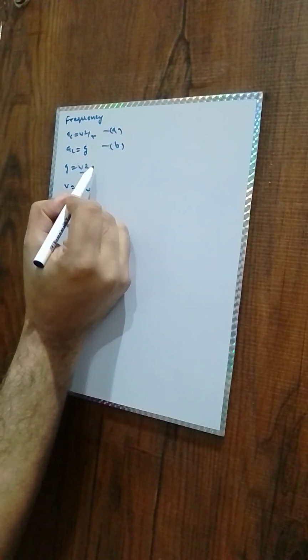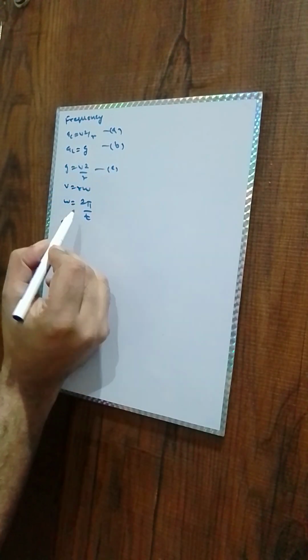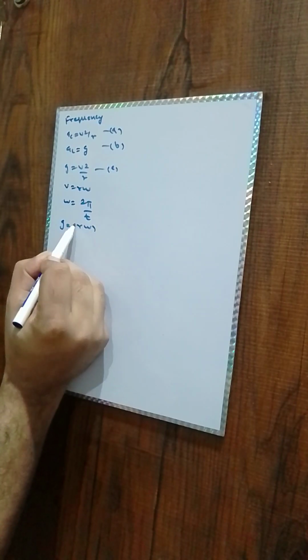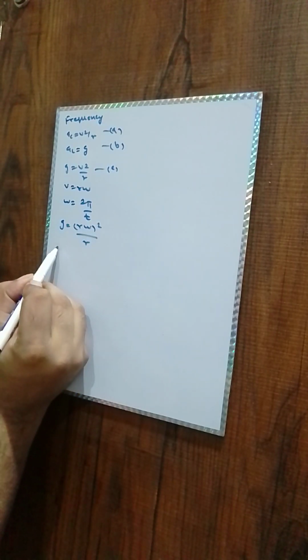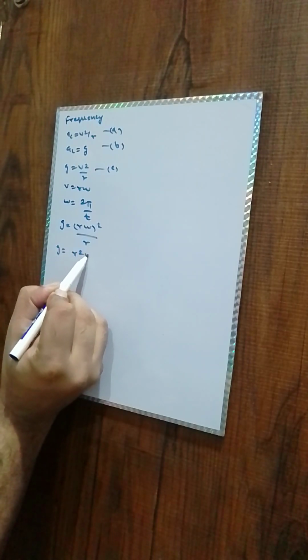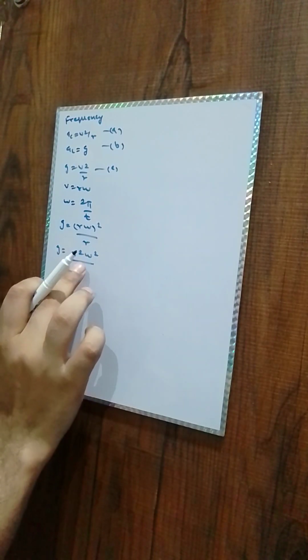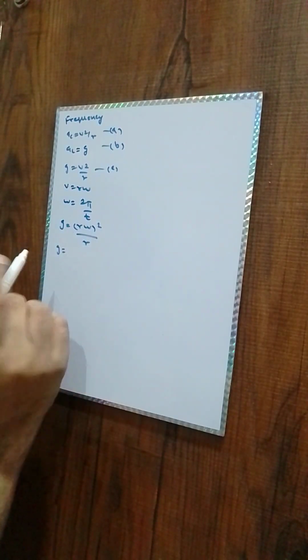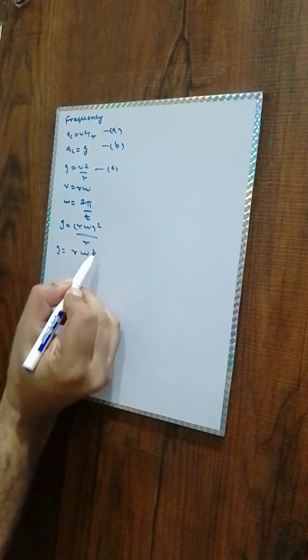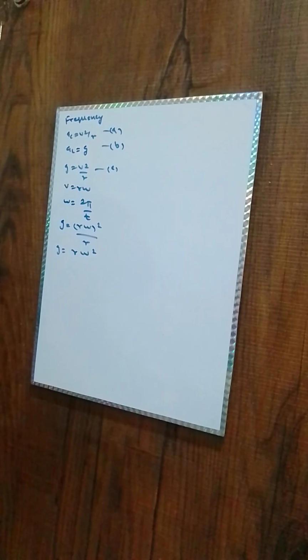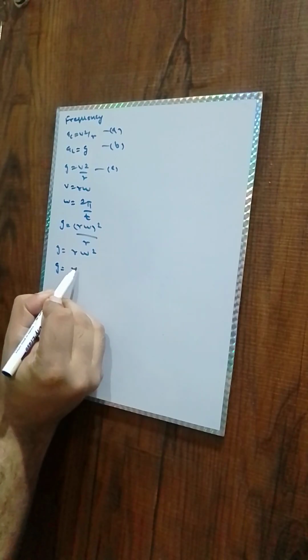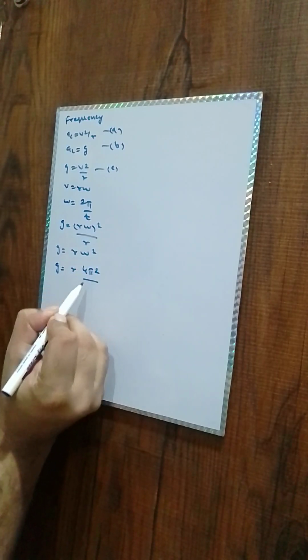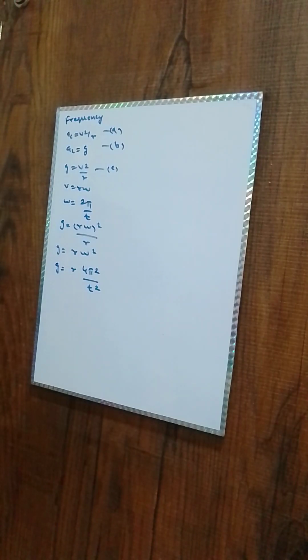So g is equal to, now let's see, this is C. g is equal to r omega whole square by r. So g is equal to r square omega square by r, or basically we can just say that after cancelling out, g is equal to r omega square, and omega is 2 pi by t, so g is equal to r 4 pi square by t square.